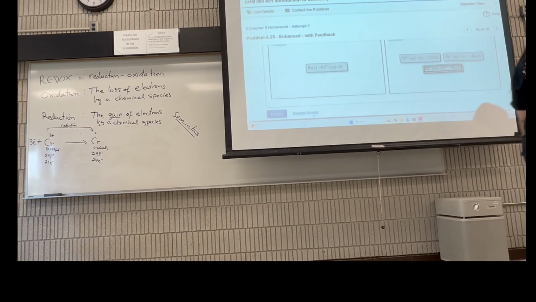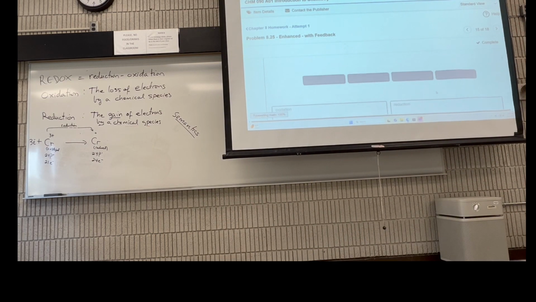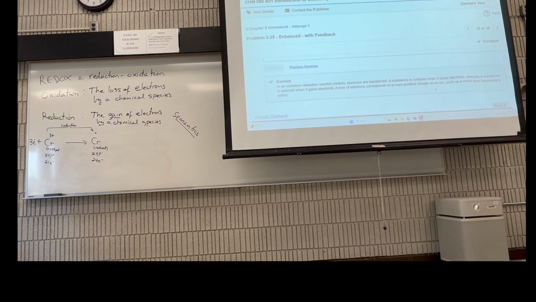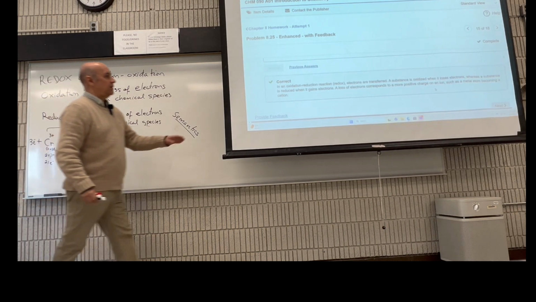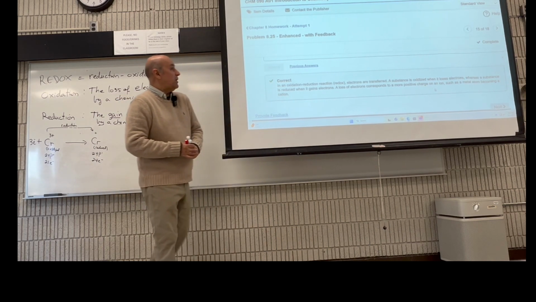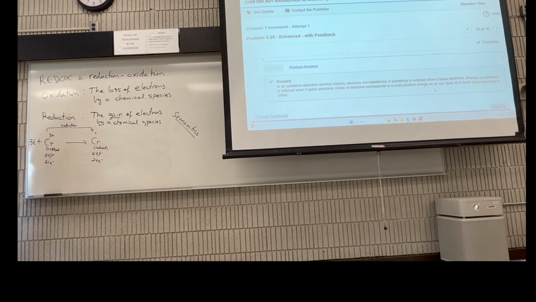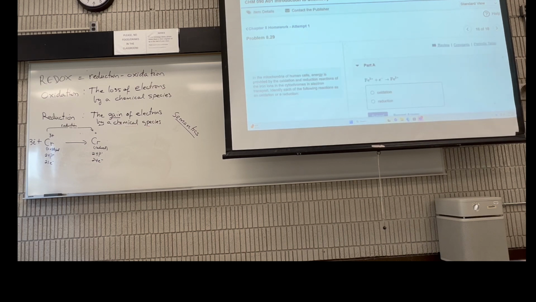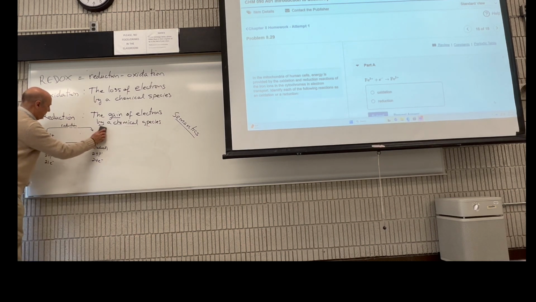So let me submit it, get it graded, and there's a little bit of feedback there. Take it or leave it. It may be useful to you, it may not be useful. But start always with these 2 definitions, and it should help you answer the questions. Okay, there's a couple more questions related to reduction and oxidation. I want to take a look at them. This one gives you a little bit of background.